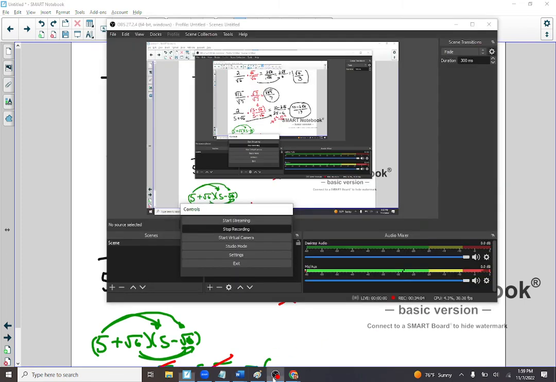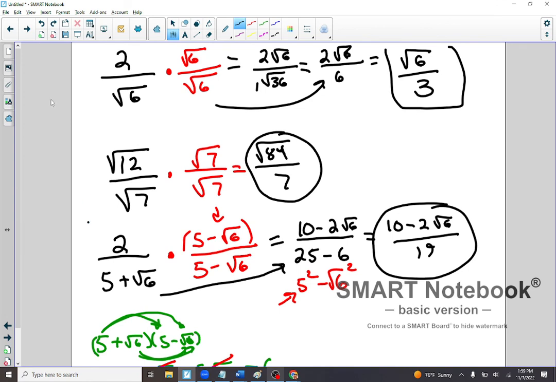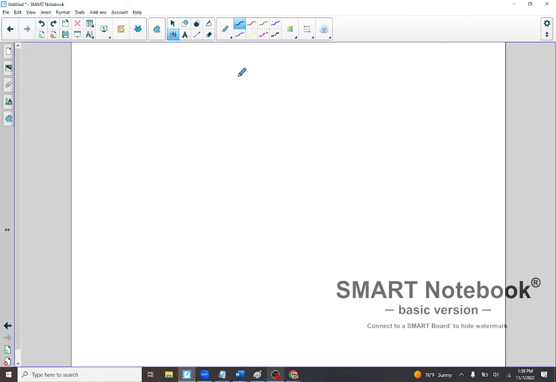Let me look at my test again. Rationalize denominator. I did rationalize the denominators. X plus 2 squared equals 49. I put something like this.